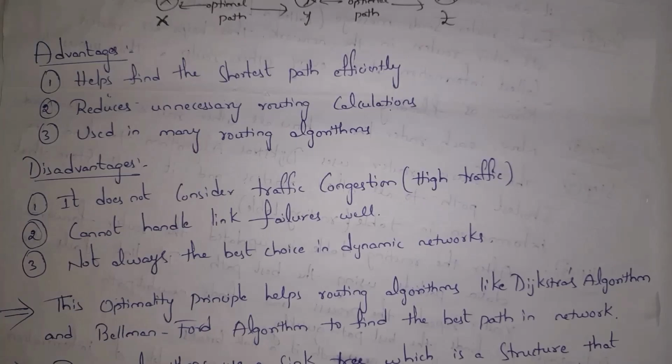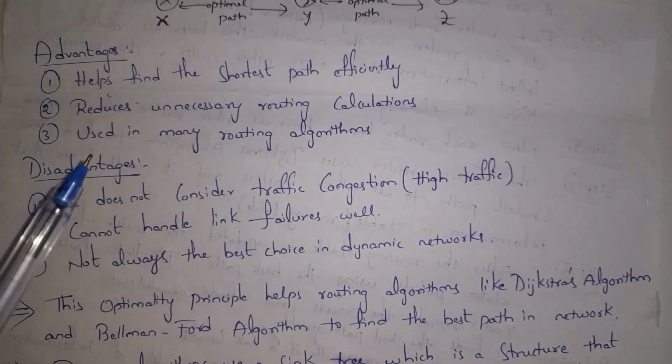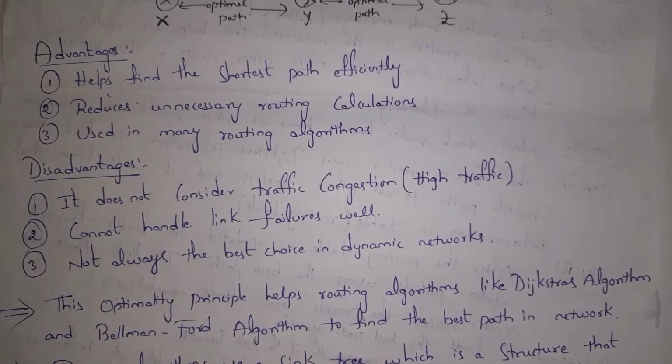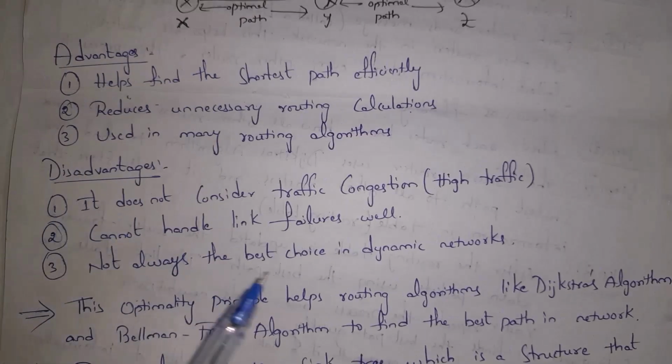These are advantages of the optimality principle. And the first one is that the optimality principle will find the shortest path easily. So routers need not perform any routing calculations. This optimality principle is used in many routing algorithms. The first disadvantage is that the optimality principle cannot identify high traffic and it cannot handle link failures. And this optimality principle is not suitable in dynamic routing.